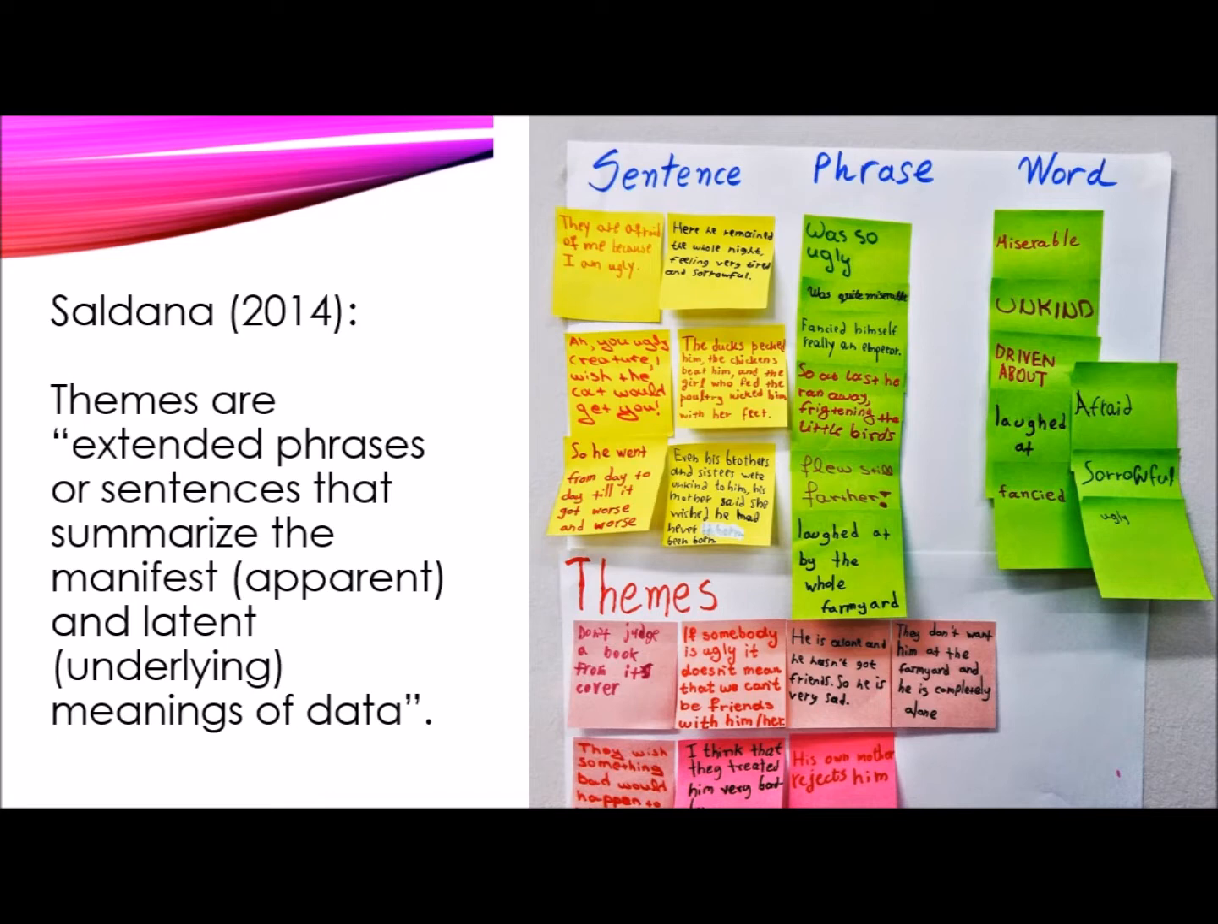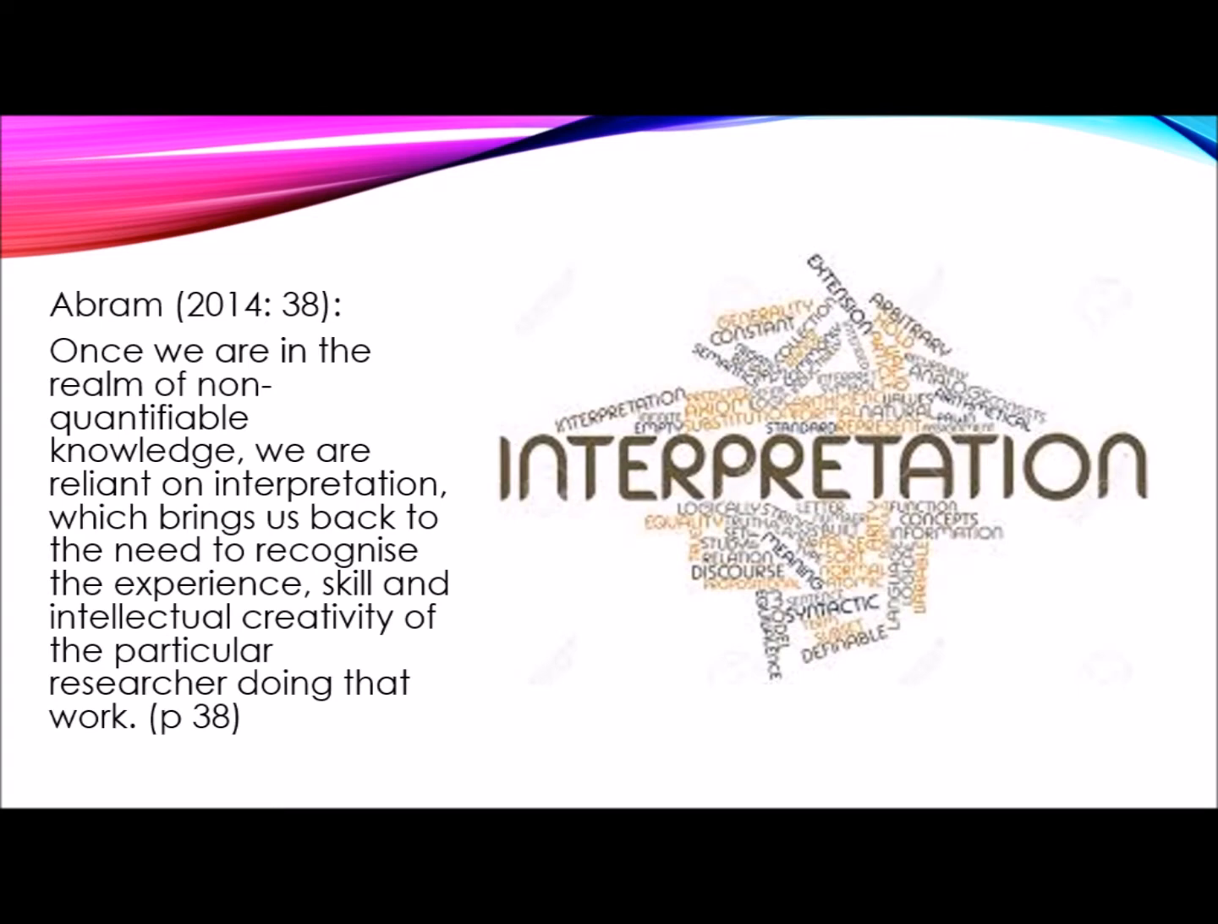The premise in these definitions is that themes are based on patterns rather than more quantifiable information which can be placed in distinct categories. Moreover, themes are subject to interpretation, as noted by Abram 2014, who says, once we are in the realm of non-quantifiable knowledge, we are reliant on interpretation, which brings us back to the need to recognise the experience, the skill, and the intellectual creativity of the particular researcher doing that work. With blurred boundaries and malleable patterns, themes are more subject to interpretation compared with categories which are based on more tangible or concrete evidence, such as isolated words and phrases out of context.